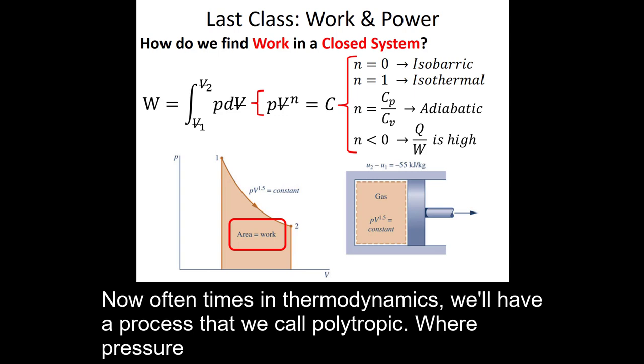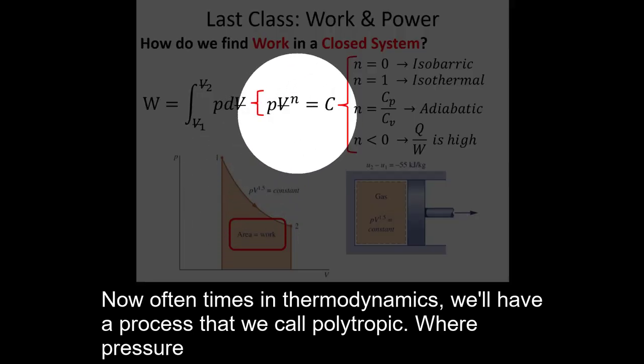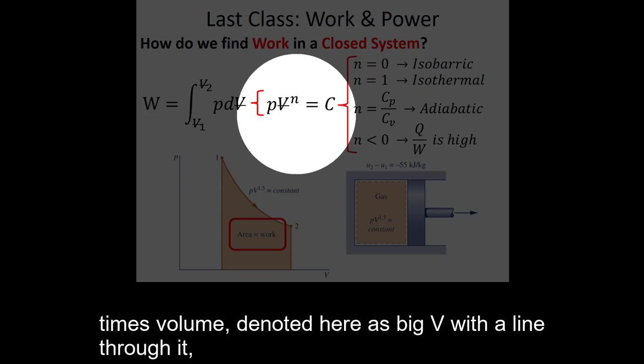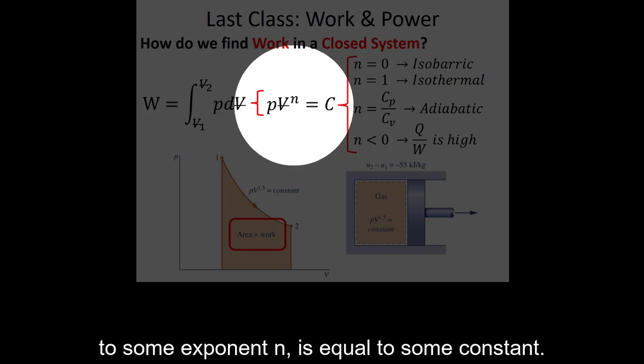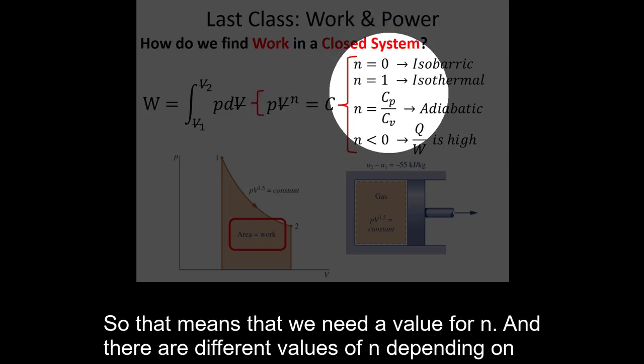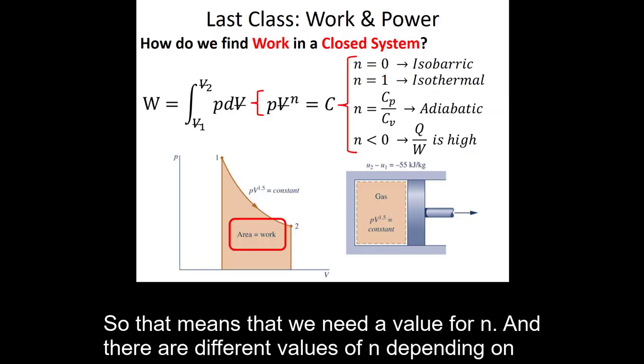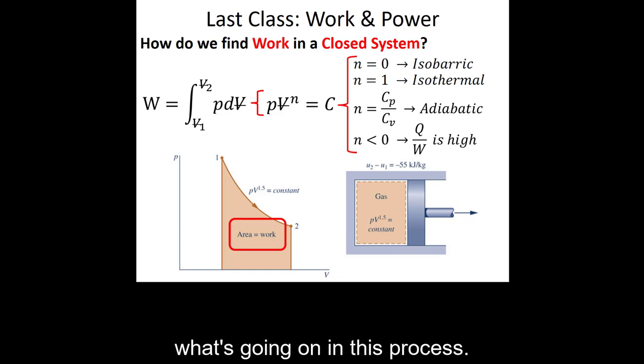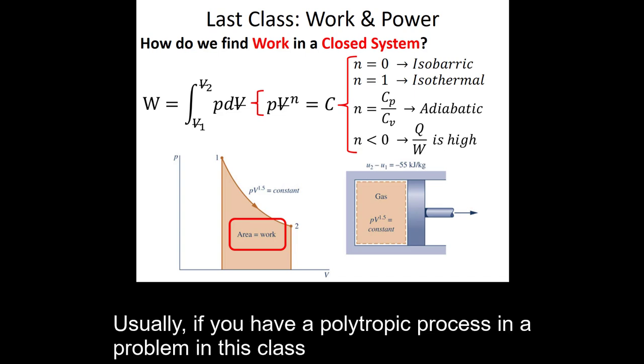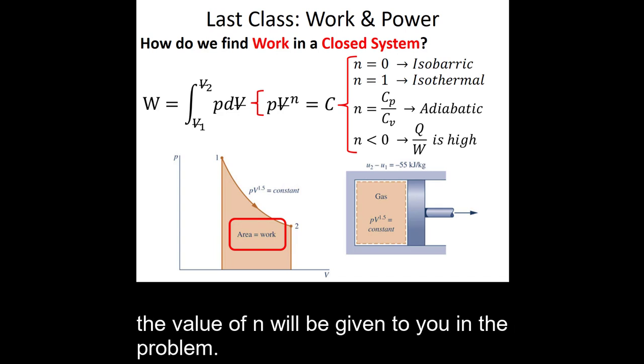Now, oftentimes in thermodynamics, we'll have a process that we call polytropic, where pressure times volume, denoted here as big V with a line through it, to some exponent n is equal to some constant. So that means that we need a value for n. And there are different values of n depending on what's going on in this process. Usually, if you have a polytropic process in a problem in this class, the value of n will be given to you in the problem.